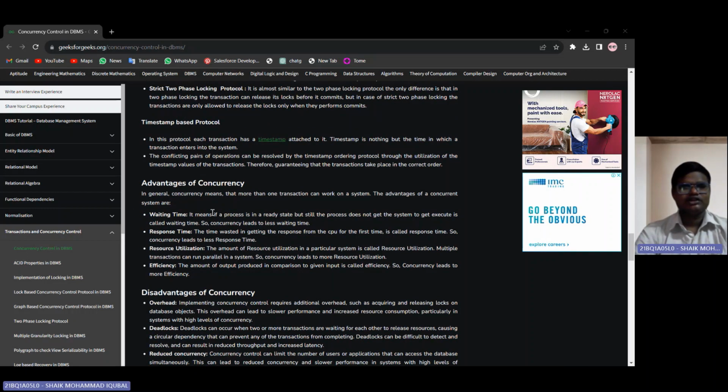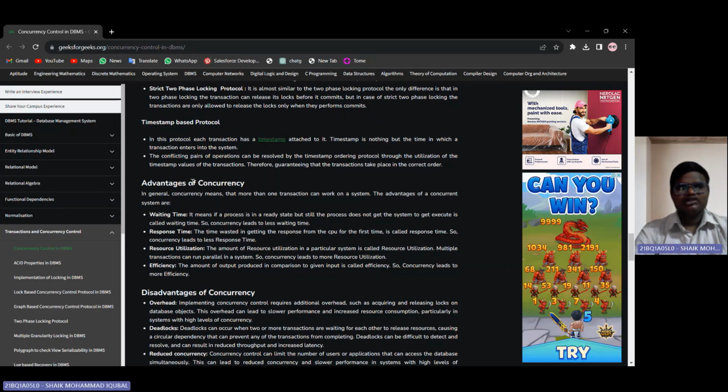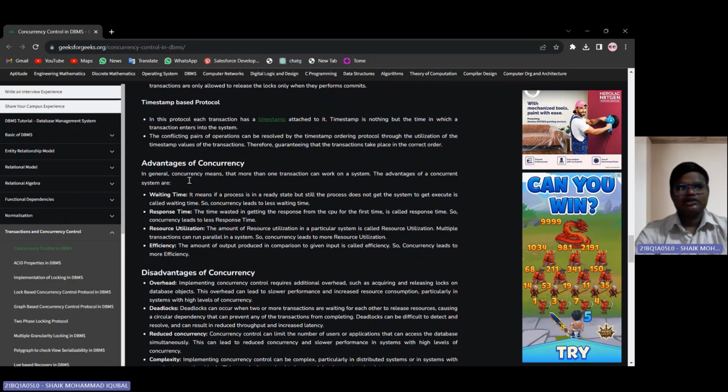Advantages of concurrency. In general concurrency, more than one transaction can work on a system. The advantages of concurrent systems are: waiting time. It means if a process is in a ready state, but still does not get the system to execute, that is called waiting time. So concurrency leads to less waiting time. Response time. The time taken to get the response from the CPU for the first time is called response time. So concurrency leads to less response time.